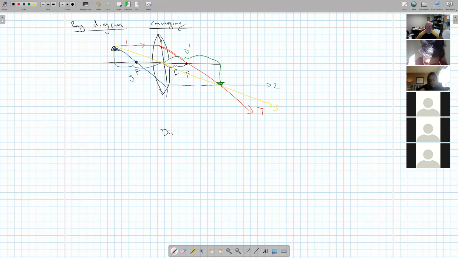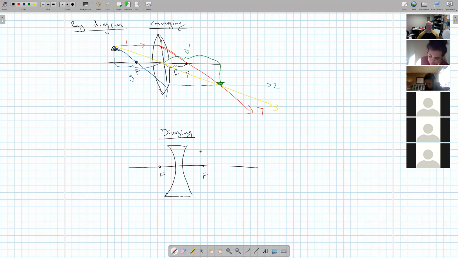So let's do the same thing for diverging. So let's do a diverging lens. Here, we draw this guy here, draw this guy here, good, and good. And let's draw a parallel axis, our principal axis. And again, I'm going to have a focal point on this side and a focal point on this side.